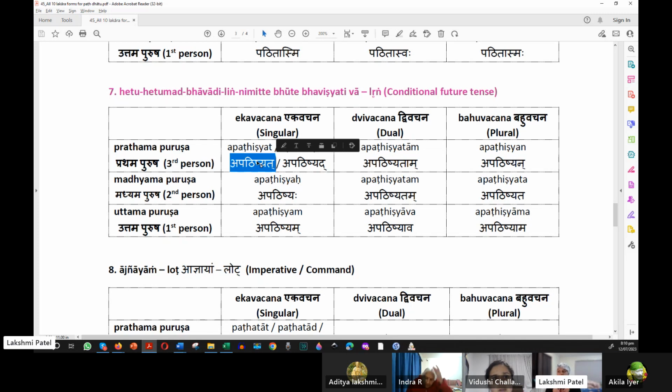Yadi saha apatishyat, tarhi saha chalana chitram drashtum agamishyat. If he studies, then he will go to see the movie.